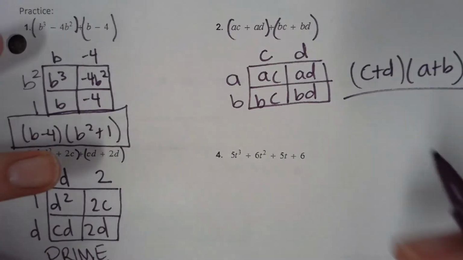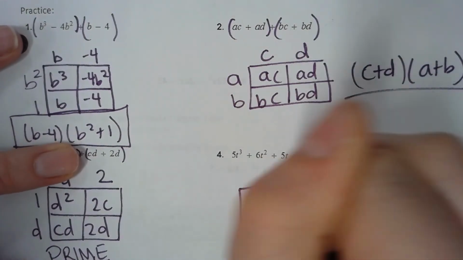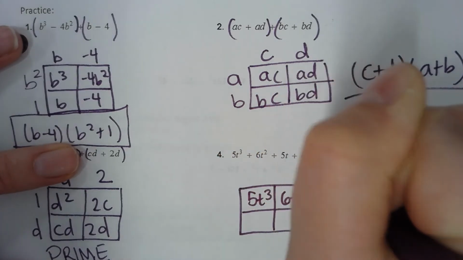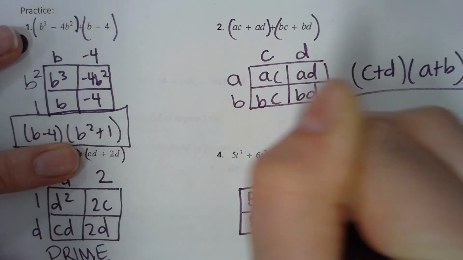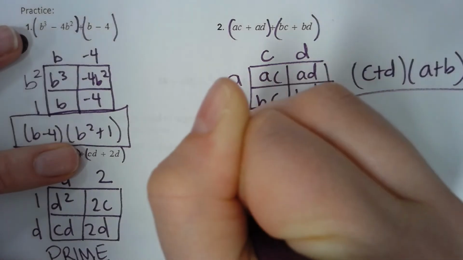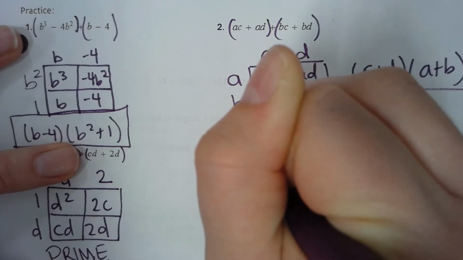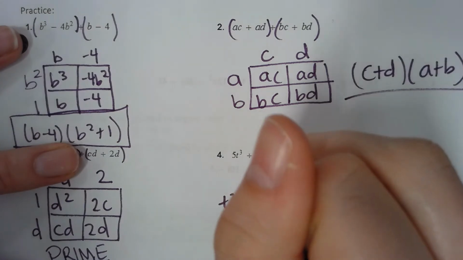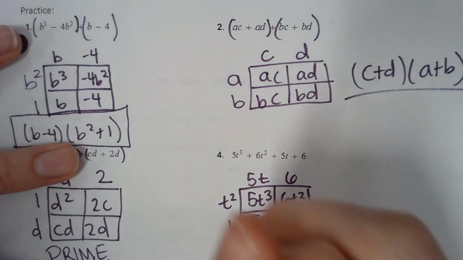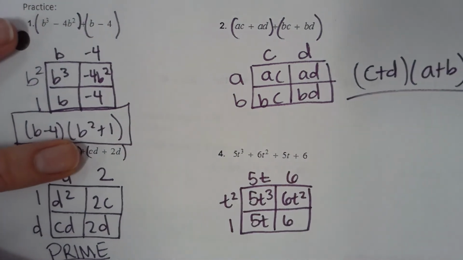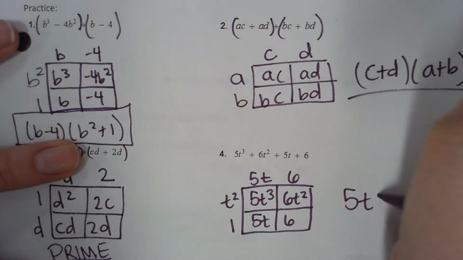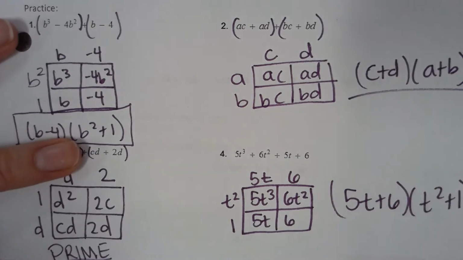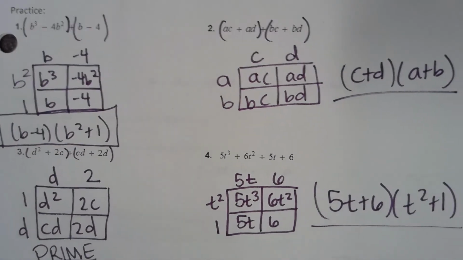Okay, and then check your answer on this number 4. 5t cubed, 6t squared, 5t and 6. Their greatest common factor is t squared. What times t squared is 5t cubed? That's 5t. What times t squared is 6t squared, which is 6. 5t gives me 5t would be 1. 1 times 6 is 6. So then that's the right answer as well. So you get 5t plus 6 and t squared plus 1. There's nothing else I can factor, and so that's my final answer.